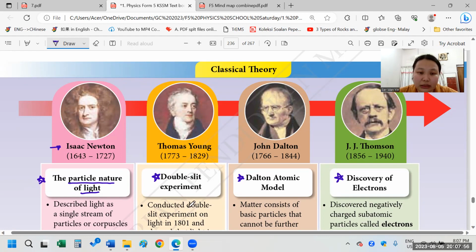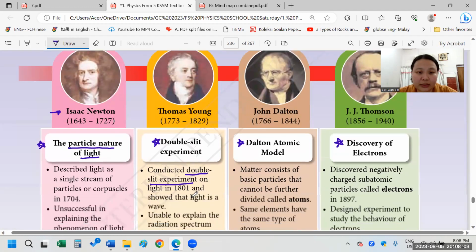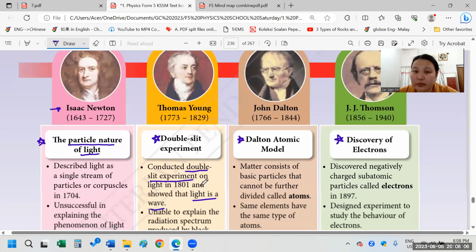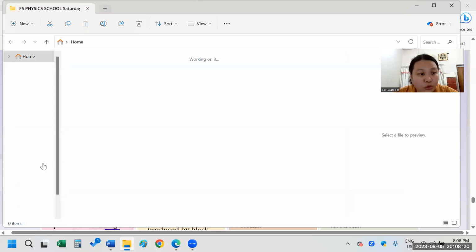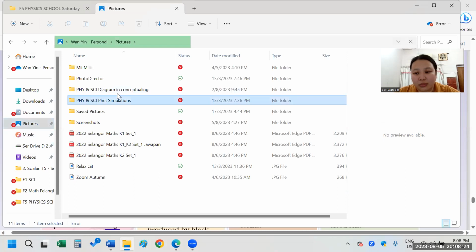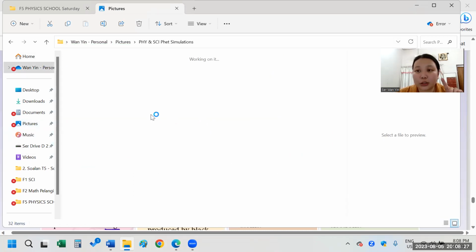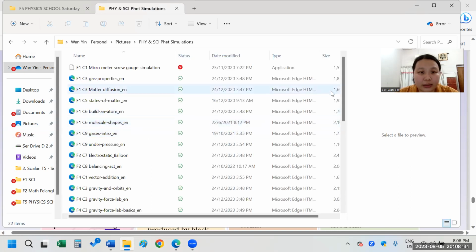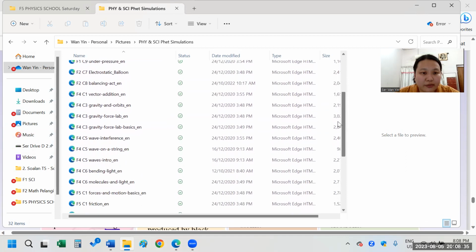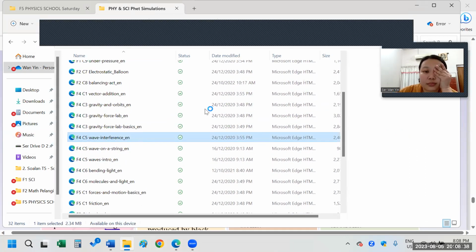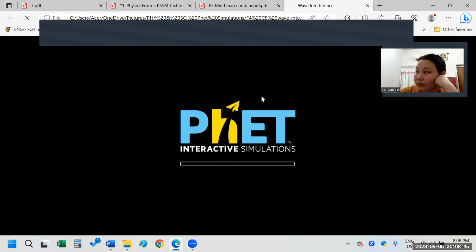Thomas Young carried out a double slit experiment in 1801, and he showed that light is a wave. Okay, so Thomas Young proved that light is a wave by the double slit experiment. What is it? You might forget, so I want to show you the PhET simulation. Y'all can go search this PhET. You can see there wave interference. This is what we learned last year, Form 4, chapter 5.